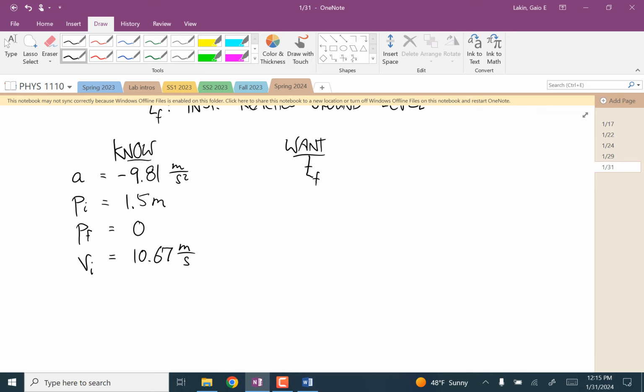Okay, so what equation can we use? I think we can probably use this one. Let's double check. TF is in it, so that's good. And all the other things have to be known. PF known, PI known, VI known, A known, so this one will work.